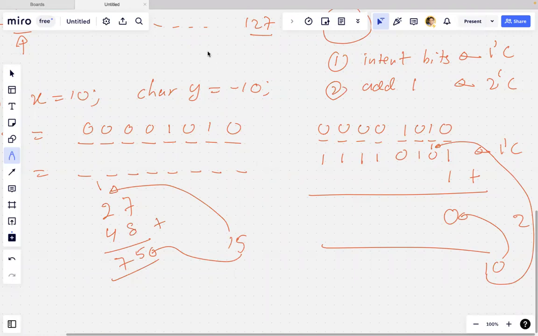The same as the previous one. So 1 plus 1 is 1 0, 0 put here, 1 carry forward to this one. Now here you add 1 plus 2 is 3, 3 plus 4 is 7. Here also the same thing. 1 plus 0, what is the value?